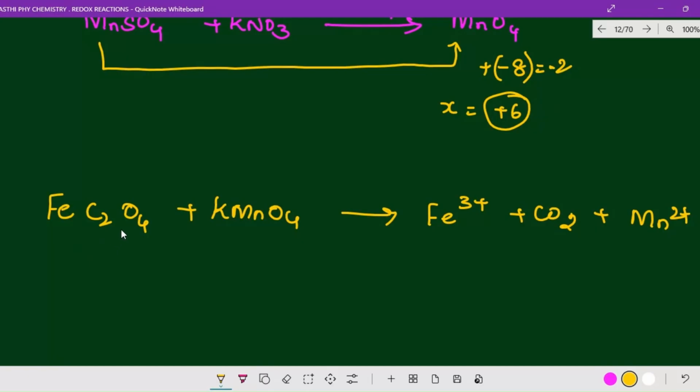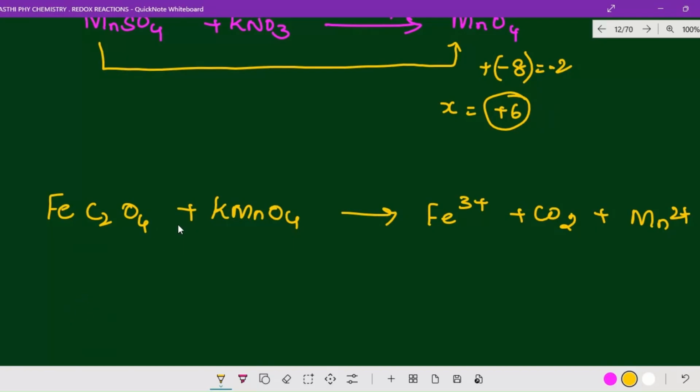And the next one, addition of electronegative elements, removal of hydrogen, removal of electropositive elements. These points are applicable for oxidation. Just the opposite for reduction. Reduction means what? Addition of hydrogen, addition of electropositive elements, and the next one, removal of oxygen, removal of electronegative elements. Hope you got the clarity on those 4 points.